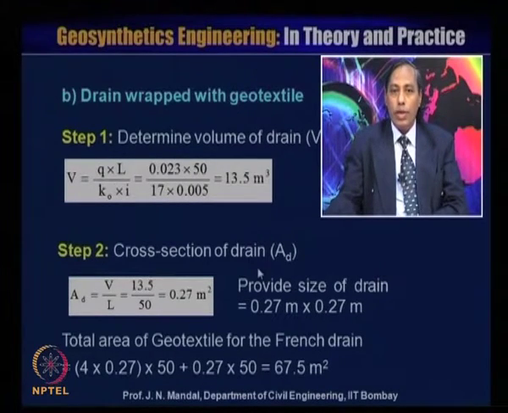Step 2, cross section of the drain AD. So, cross section of the drain AD is equal to V by L. V is 13.5 divided by L, which is 50 meter. So, this is equal to 0.27 meter square. So, provide the size of the drain 0.27 meter into 0.27 meter. You can see how the area can be drastically reduced due to the introduction of the geotextile material. Now, you have to calculate the total area of geotextile for the French drain.